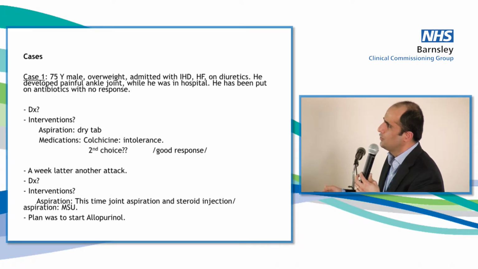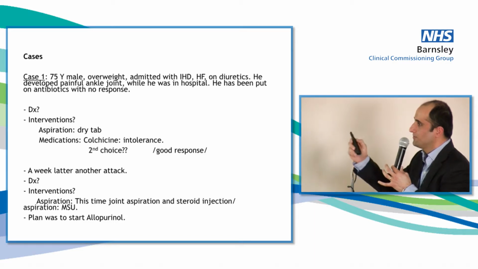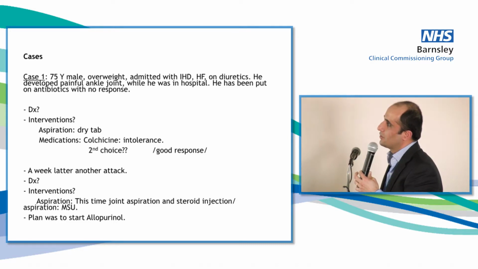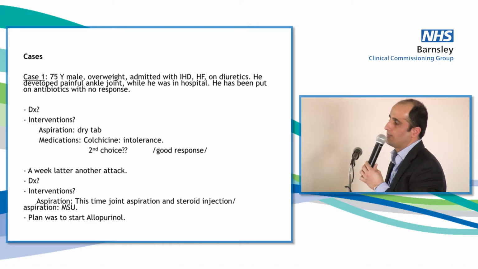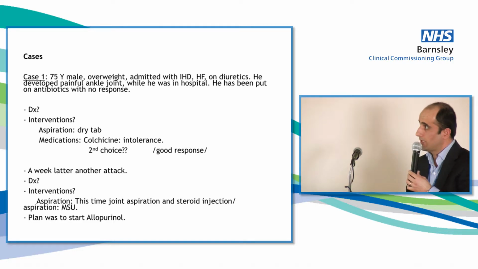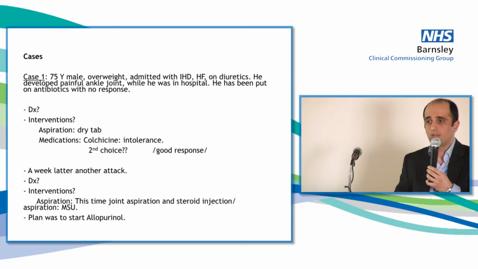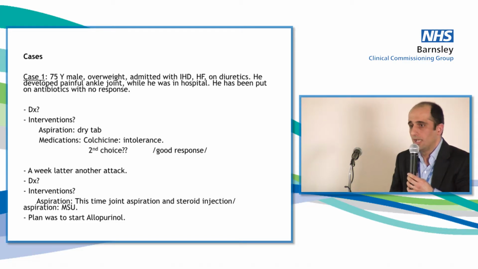So just a few cases, very simple cases. I'm just telling you straight away without any voting. This is a 75-year-old overweight man admitted with ischemic heart disease and heart failure, on diuretics, and he developed a painful ankle joint while in hospital. He was put on antibiotics, I presume because of the fear of septic arthritis, and he was not responding. The diagnosis is very clear: the patient has an acute hot swollen joint, and he has heart failure and has been put on diuretics. It was diagnosed as acute gout.